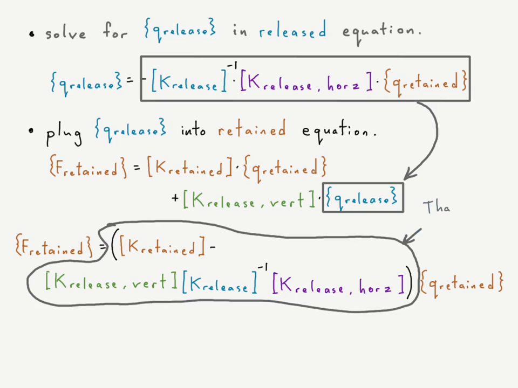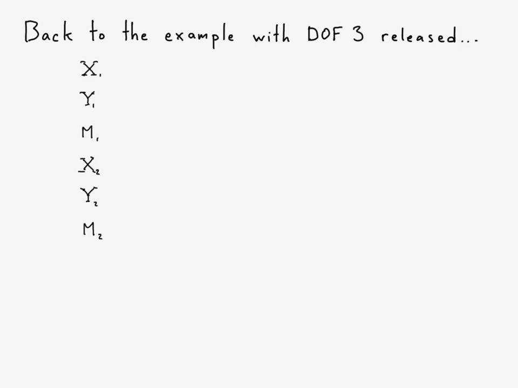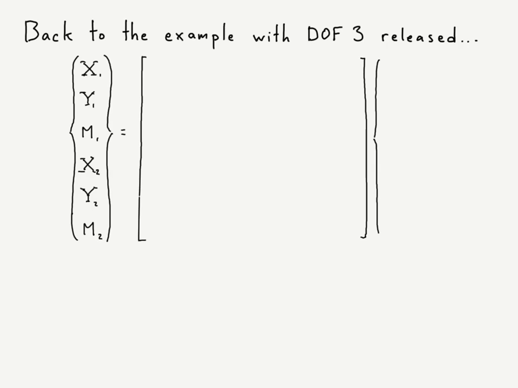And this portion here, that answers the question we had from a couple slides ago. What's in the gray boxes? That's what's in the gray boxes. All right, so let's go ahead and write it out one more time using that example with degree of freedom 3 being released. We'll go ahead and write out our stiffness matrix equation here.